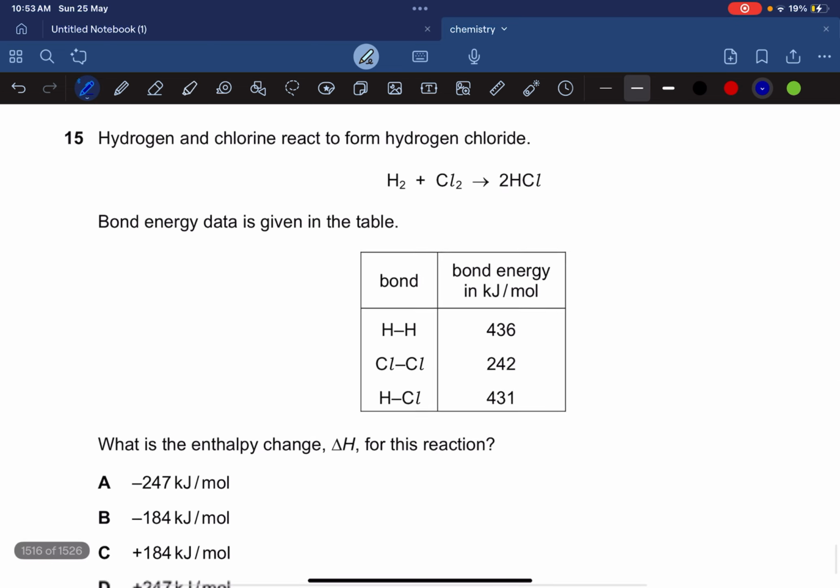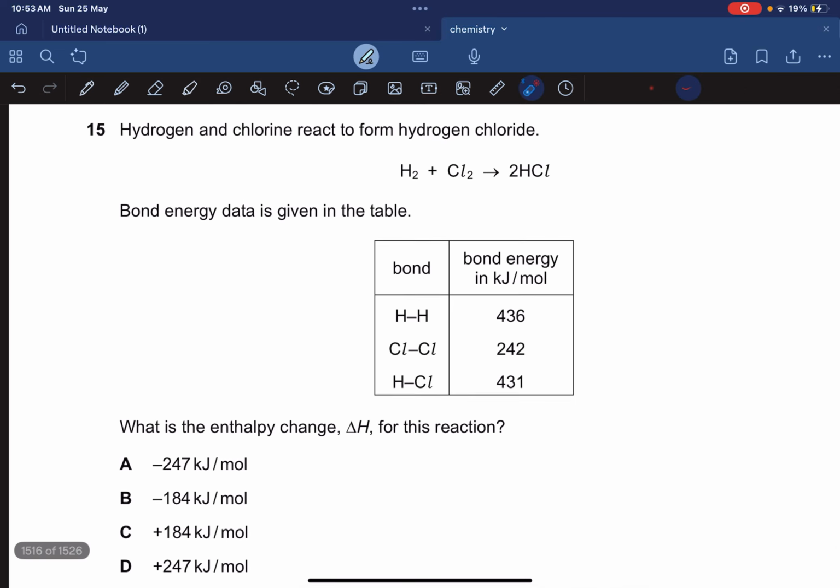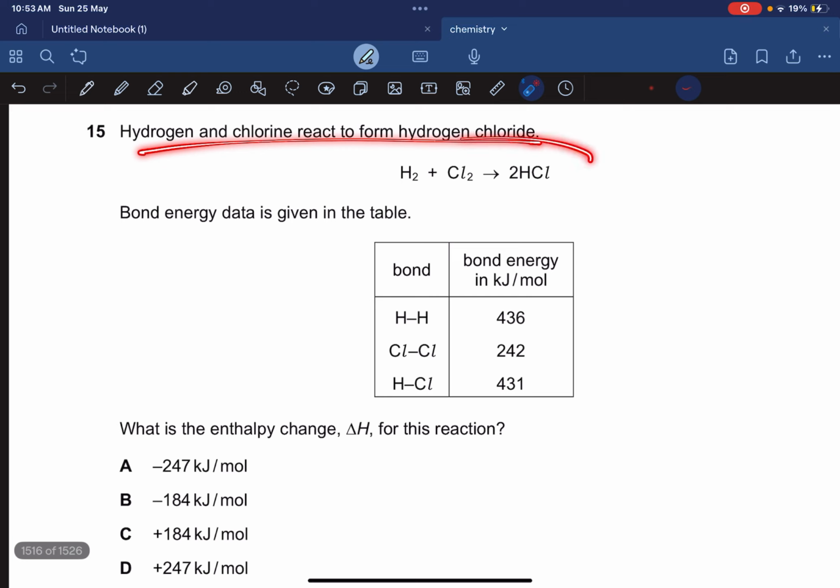Okay, this is going to be about bond breaking and bond making. Hydrogen and chlorine react to form hydrogen chloride. The bond energy data is given in the table. What is the enthalpy change for this reaction? Okay, now what do you have to do?